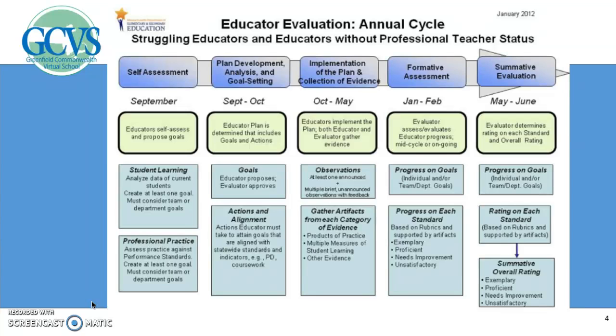The process begins in September with a self-assessment. You can find the self-assessment form in TeachPoint, our platform for educator evaluation. Once completed, then comes the proposal of goals for the year. Each educator must have 2 goals, 1 student learning goal and 1 professional practice goal. Administrators are also required to have a minimum of 2 school improvement goals. You can find a goal-setting form for this purpose in TeachPoint.